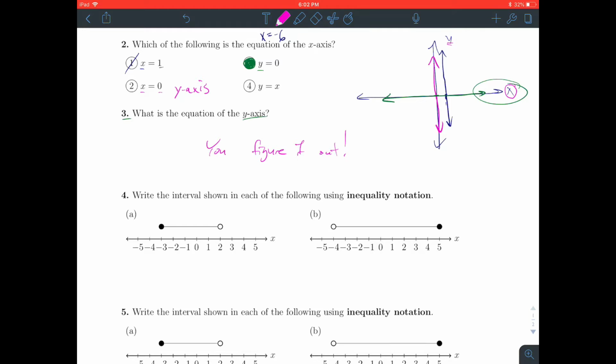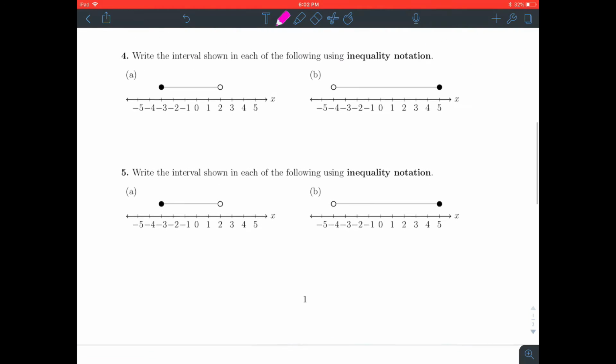Okay, next up for problem number 4, write the interval shown in each of the following, there's a word missing there, but in each of the following problems using inequality notation. So inequality notation will mean using inequalities like less than, greater than, less than or equal to, or greater than or equal to.